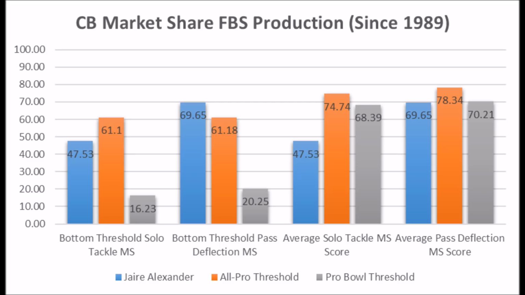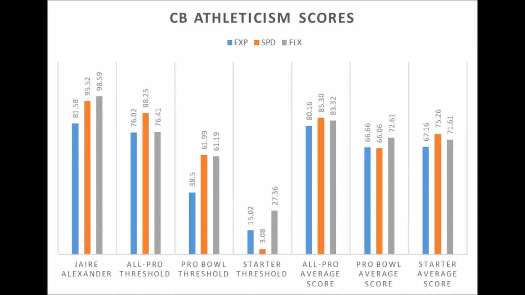And then you get to his athleticism traits, 81.58 in terms of explosive lower body strength score, 95.52 in terms of speed score, and 98.59 in terms of flexibility testing. So a great all-around athlete who just is incredibly flawed in terms of his production data. In many ways, this is kind of similar to Fabian Washington, for example, who's another cornerback in the past who didn't have the best production data per se, but definitely an elite level athlete.